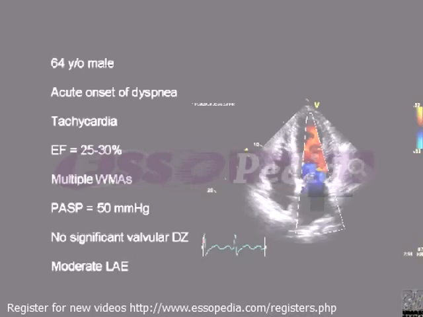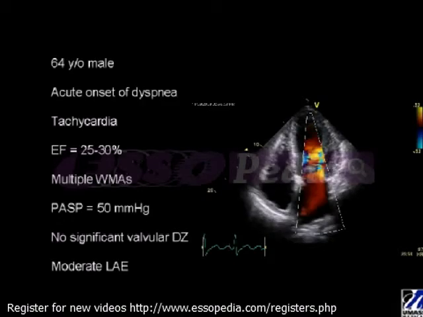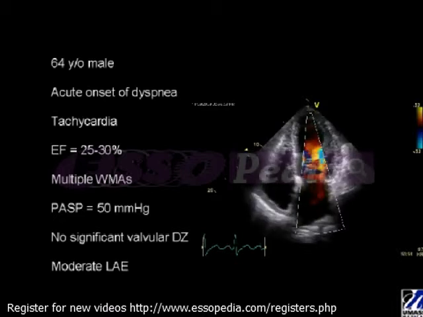Okay, let's now head towards the last leg of this presentation and discuss the case studies. This first case is from a 60-year-old male with acute onset of dyspnea, tachycardia, with an EF of 25 to 30%. You see that there are multiple wall motion abnormalities with a PASP, or pulmonary artery systolic pressure, equaling 50 millimeters of mercury. There is no significant valvular disease with moderate left atrial enlargement. So are the filling pressures elevated?